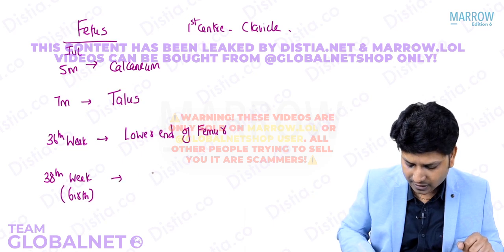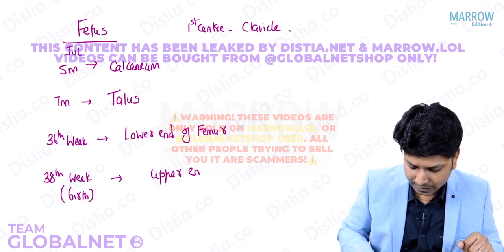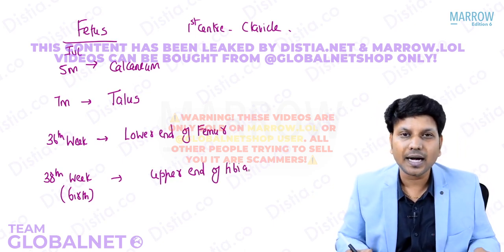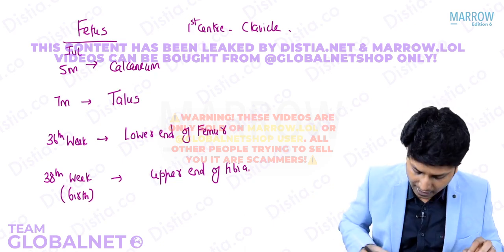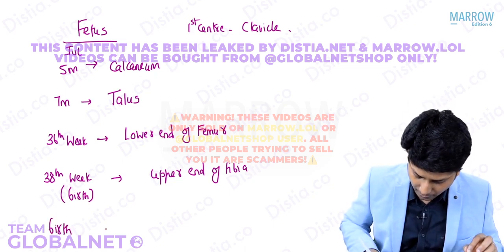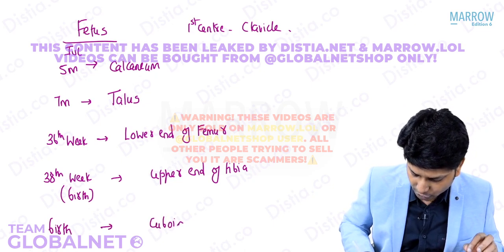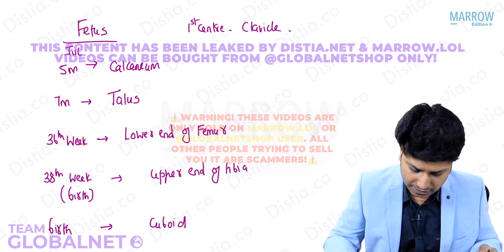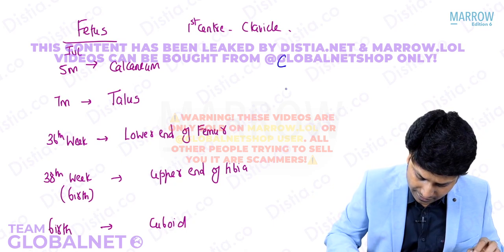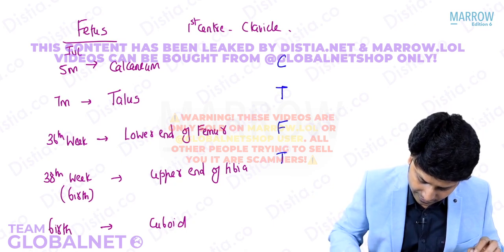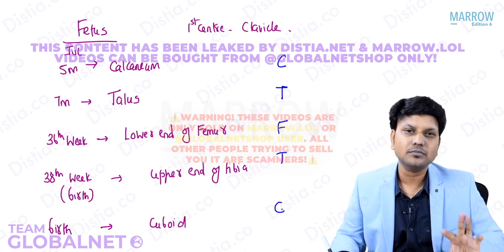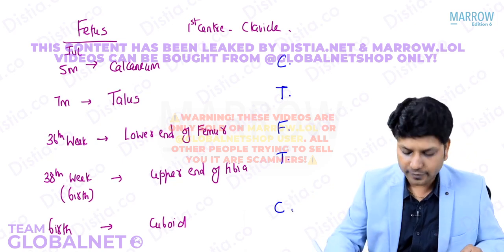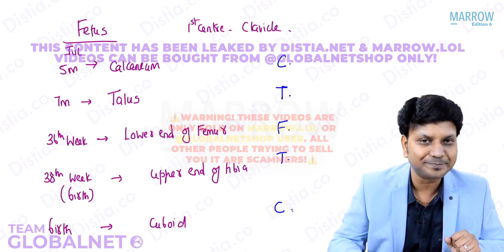And it is 38 weeks of intrauterine life. We can say near term or near birth. What you get is the upper end of tibia. So basically, around the knee joint, you get lower end of femur and upper end of tibia just at the time of birth. And at the time of birth, you get one more important bone, that is cuboid. So these are the 5 important centers that appear at different ages. You can also remember C, T, F, T, C. It's a palindrome. C for calcaneum, talus, femur, tibia, and cuboid. If you reverse it, it will also be the same.